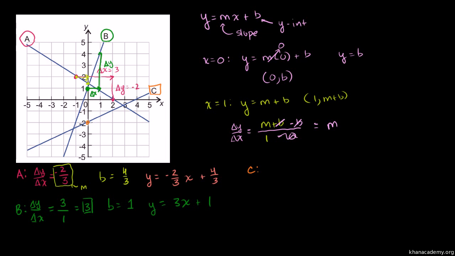You see immediately the y-intercept: when x is equal to 0, y is negative 2. So b is equal to negative 2. And then what is the slope? m is equal to change in y over change in x.